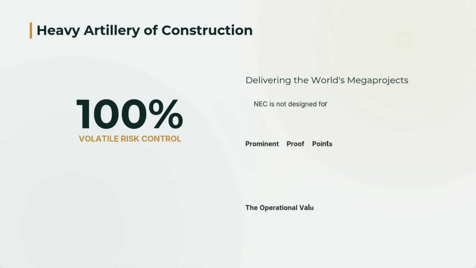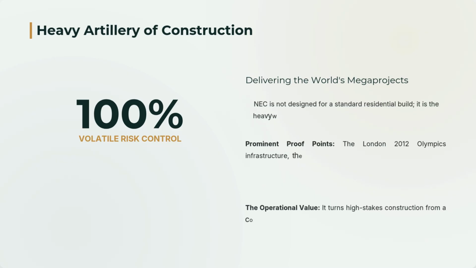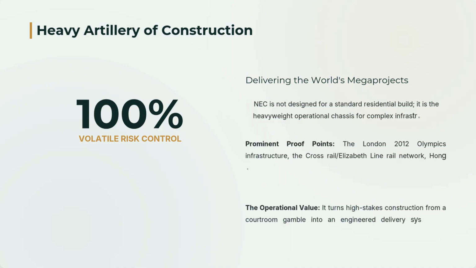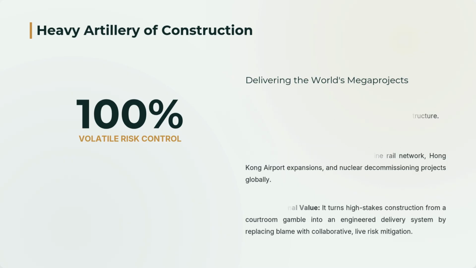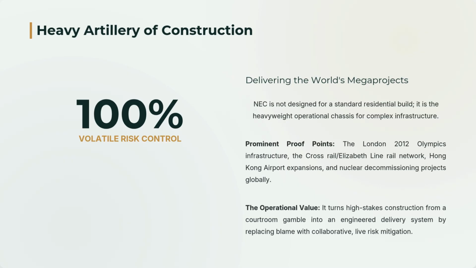What kind of projects are we talking about? NEC isn't generally used to build a standard residential house. It is the heavy artillery of the construction industry. It is used for massive, highly complex mega projects where risk is volatile. Think of the London 2012 Olympics infrastructure, the massive Crossrail/Elizabeth Line rail network in London, major international airport expansions in Hong Kong, and massive marine and nuclear decommissioning projects globally.